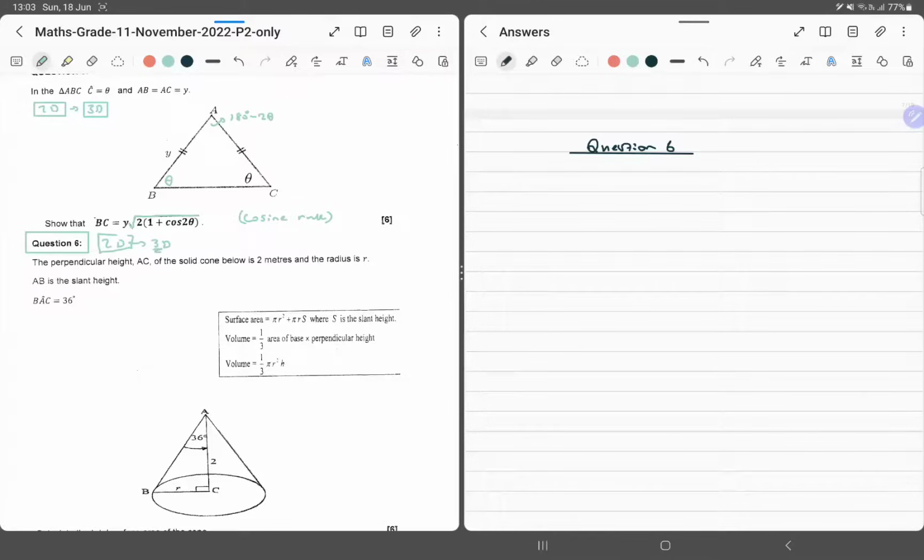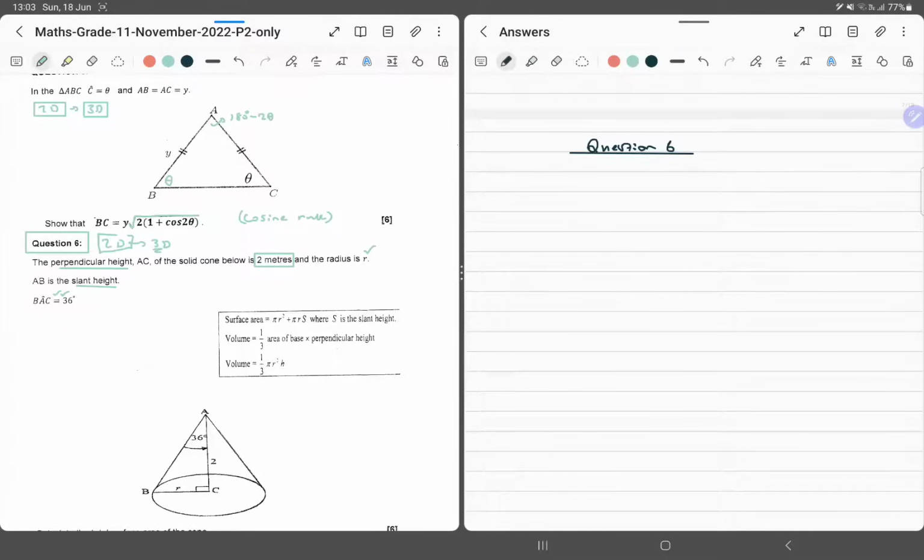So we are still in the same bracket basically. Now it says the perpendicular height AC, and it's already indicated, of the solid cone below is 2 meters. Okay, and the radius is r. So if it is not given, we may need to find it. AB is a slant height. Okay, great. Now we're told here BAC is 36 degrees. Not a problem, it's also indicated.